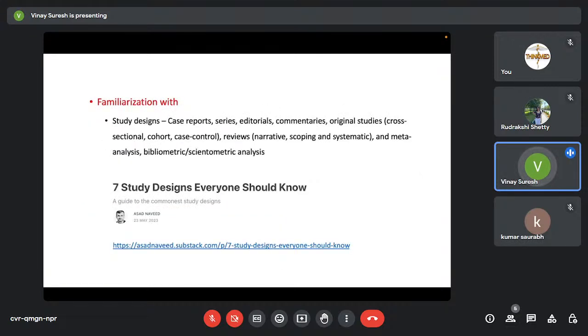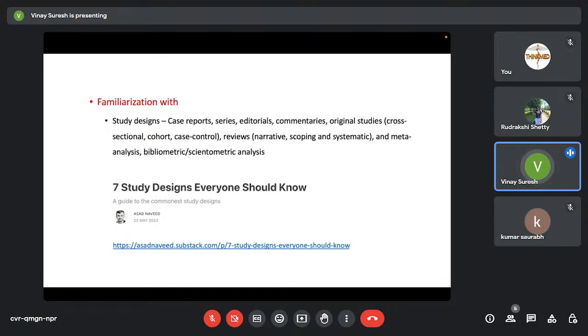So the next thing I would recommend all of you to do is to get familiarized with the different study designs: case reports, series, editorials, commentaries, and then original studies like cross-sectional studies, cohort studies, case control studies, and different types of reviews: narrative, scoping, systematic, meta-analysis. What do these mean? How are they conducted? It's very important for you to understand what they mean, and it's the basics of research. You can't proceed without knowing what they are and how they are conducted.